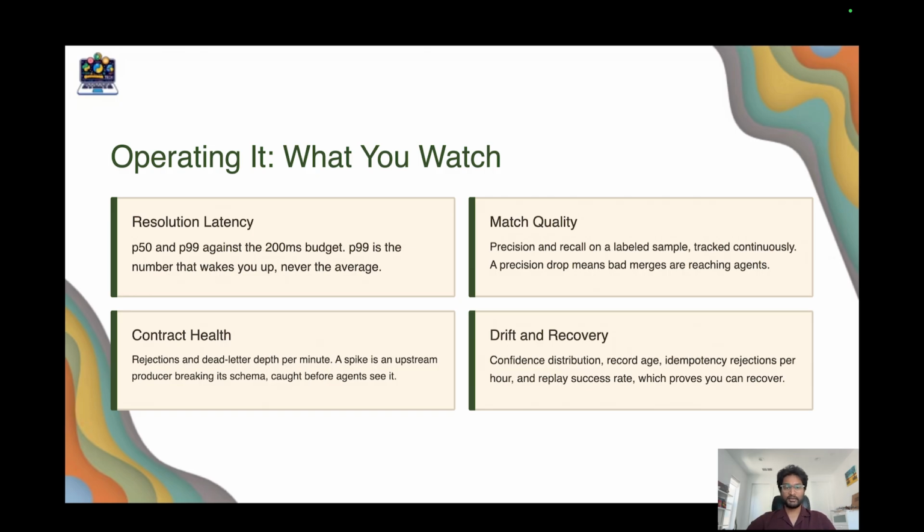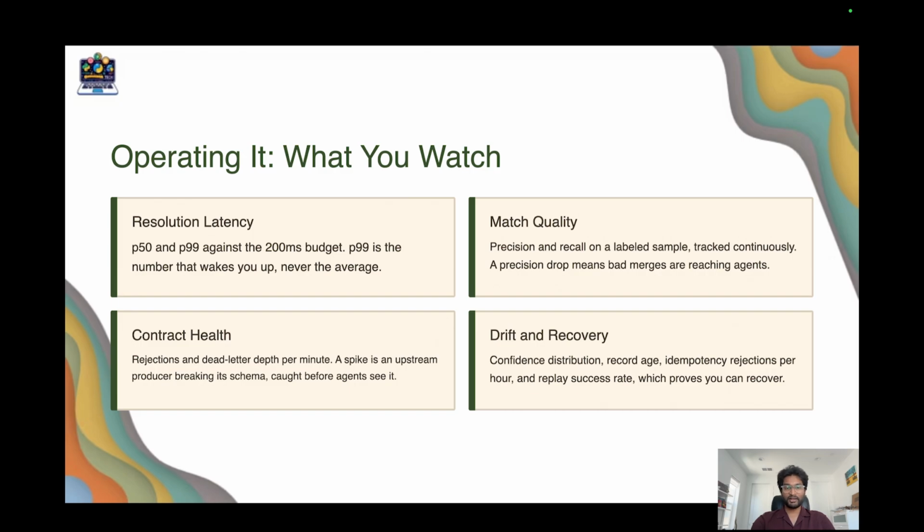Match quality being the second one. Precision and recall, measured continuously against the labeled sample. The moment the precision dips, your agent is about to start acting on bad merges. And you want to know before it does, not after.